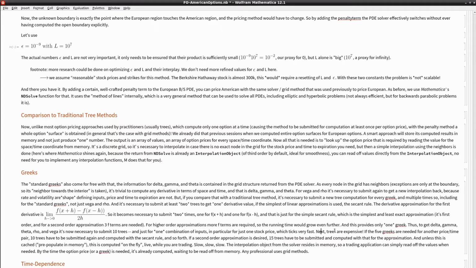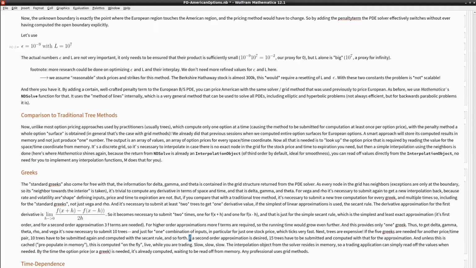So next, trees are very expensive. If the five Greeks are needed for another price-time pair, then 10 trees have to be resubmitted again and again and again, because we don't just want to have it for one pair. We probably want it for several stock prices, and we want to have it for several T's, because we probably have multiple expirations in our portfolio, not just one. So the problem just keeps compounding and getting bigger and bigger, simply because we do these pointwise calculations and we don't get back an entire vector of solutions.